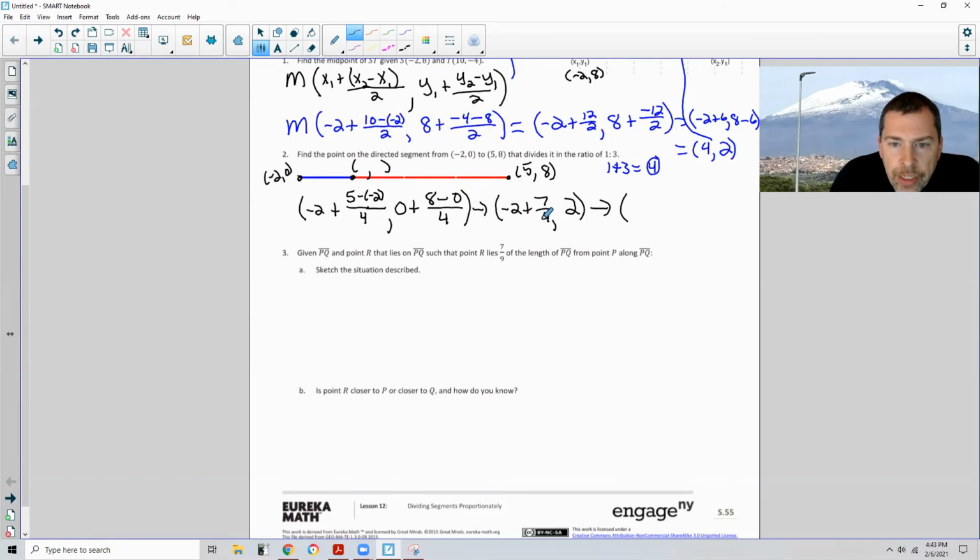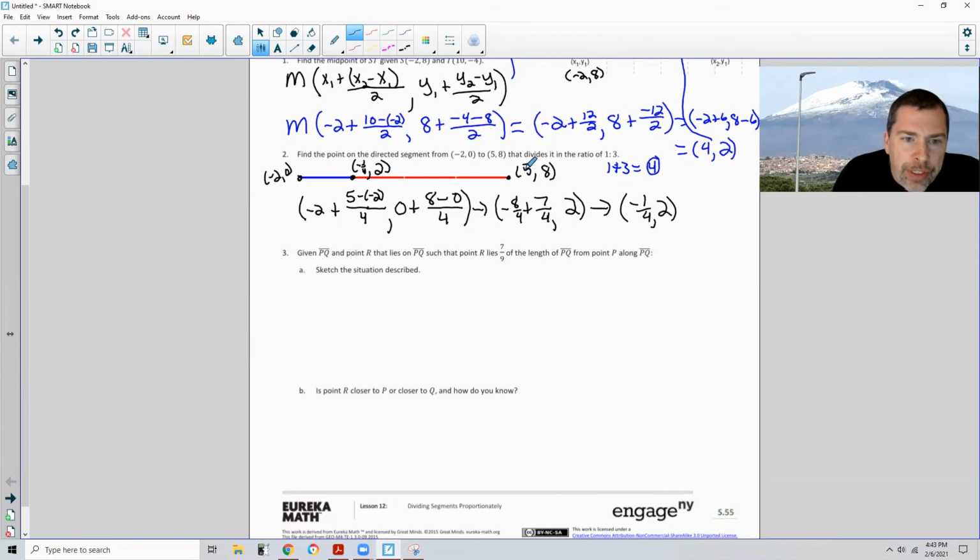So if 2 is 8/4, so let me just erase that little piece here. And I'm just going to change this 2 to 8 over 4 so we can add the fraction with the common denominator. So 2 is 8/4. Negative 8/4 plus 7/4 is a negative 1/4, comma, 2. So we should be at this point negative 1/4, 2. And that is the point.